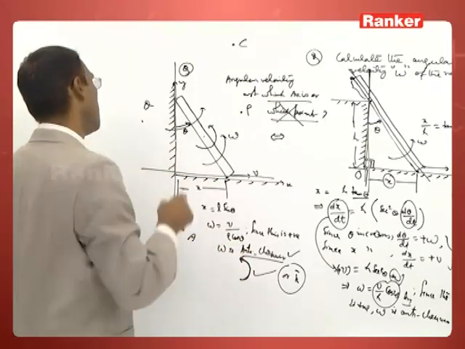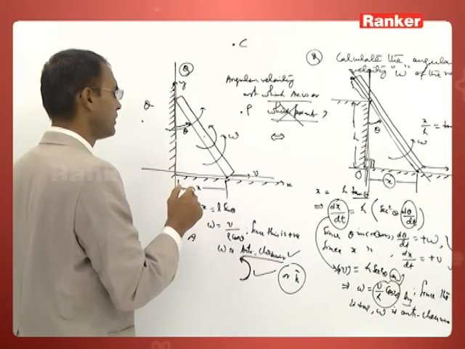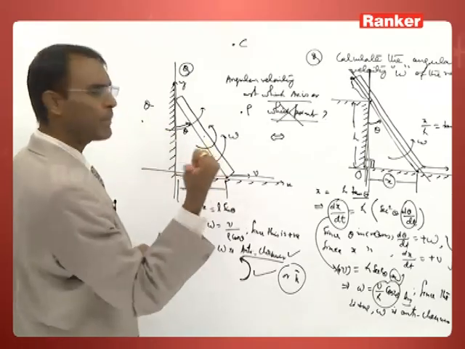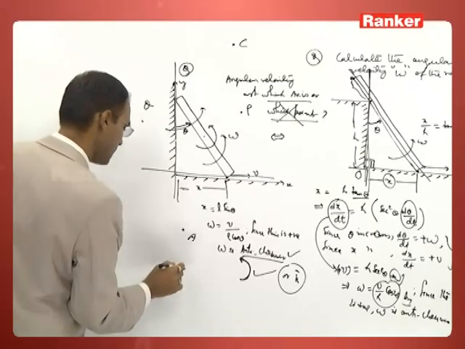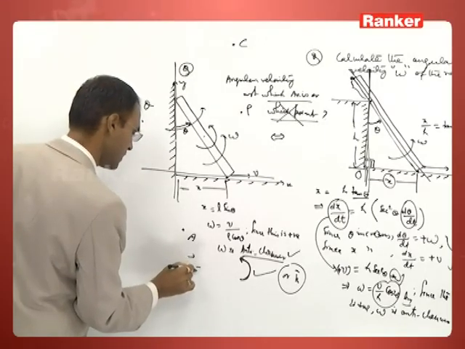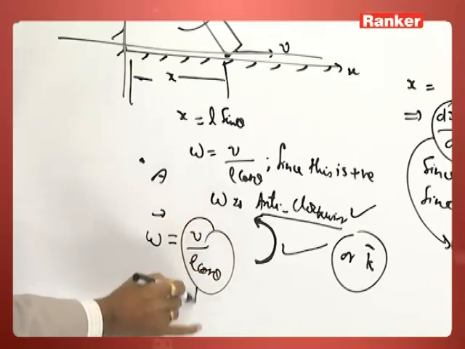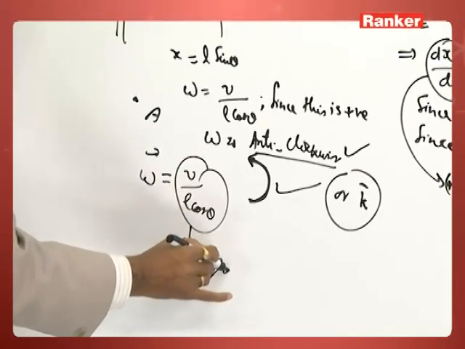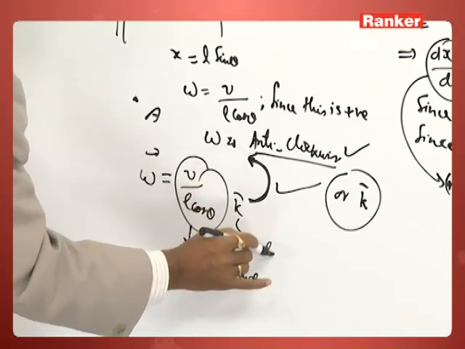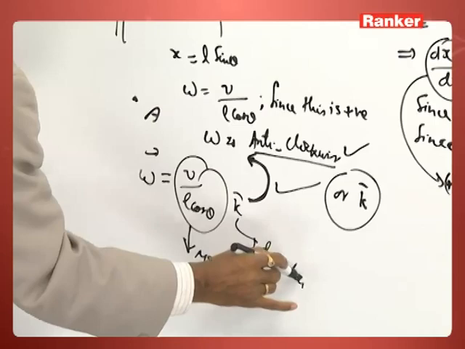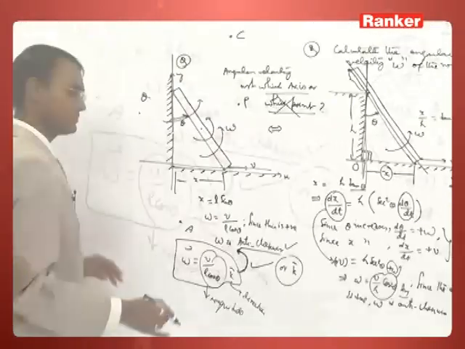However, its angular velocity points along a particular axis or parallel to a particular axis. So you can just write angular velocity is equal to V by L cos theta. This is the magnitude part and this is the direction part. So this is the complete vector expression for the angular velocity.